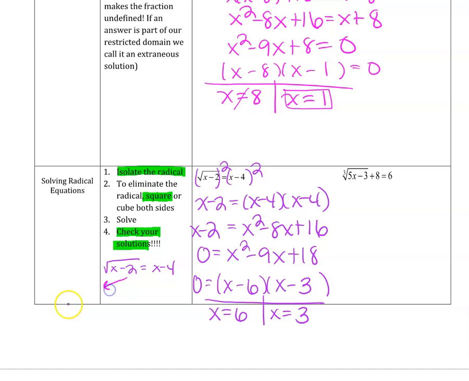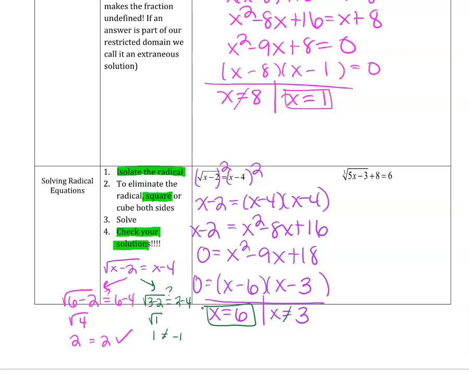If I plug in a 6, does that equal 6 minus 4? This would be the same thing as radical 4, which is 2, which matches the other side, so we're good. What about the 3? This would be the same thing as radical 3 minus 2. Does that equal 3 minus 4? So, this would give me the square root of 1, which is a positive 1. This would be negative 1. Those are not equal. Therefore, we would reject 3 as a solution, and x equals 6 would be your answer.